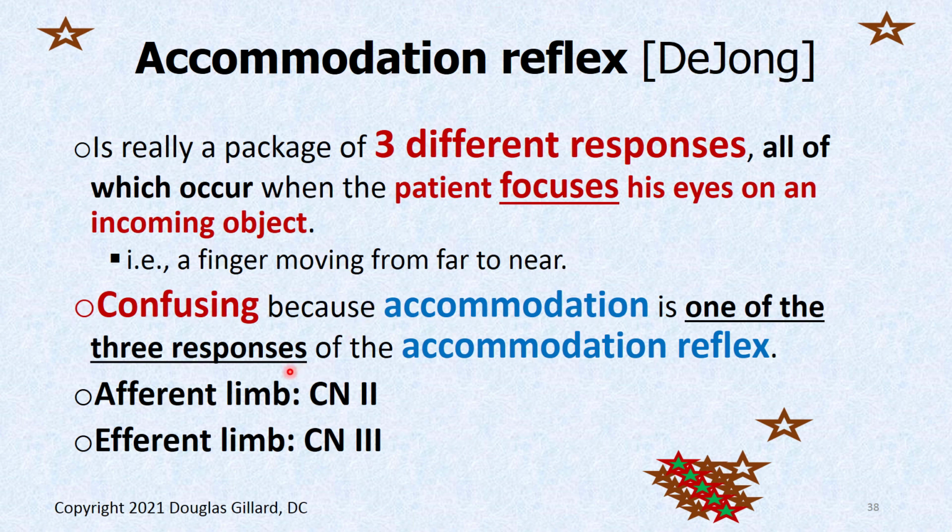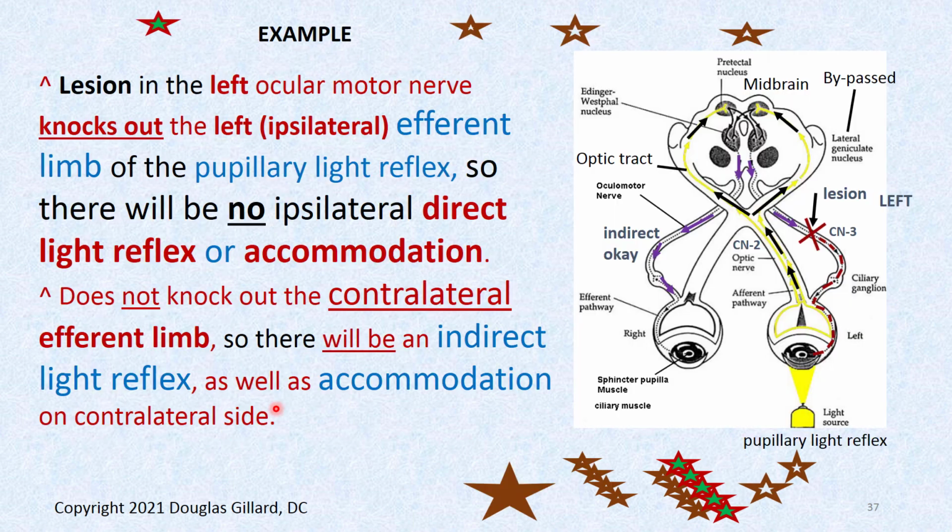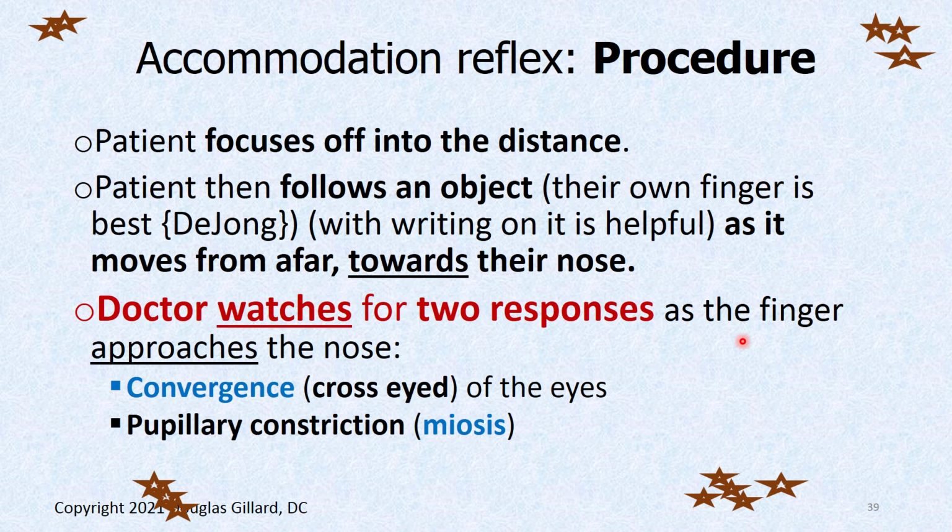The afferent limb would be cranial nerve 2, right? And I forgot to tell you, this is the optic nerve, that's cranial nerve 2. That's the afferent limb, and the efferent limb is still cranial nerve 3, so it's the same setup here. The procedure: you're going to have the patient look off into the distance. You're going to take your finger and hold it away from them, right toward their midline, and say, okay, now focus on my finger strongly and follow my finger as you bring the finger closer and closer to their nose, and you observe what happens to their eyes and what should happen to their eyes.